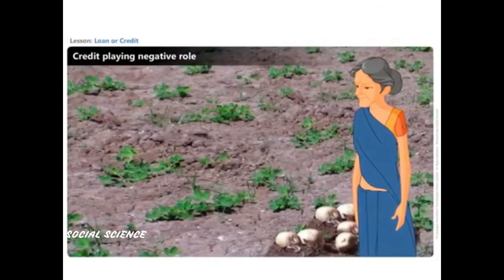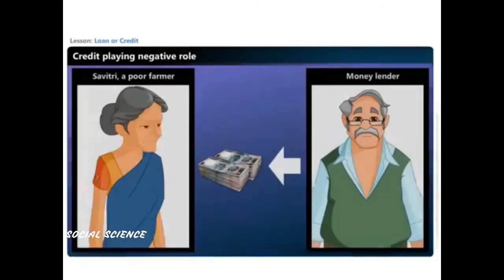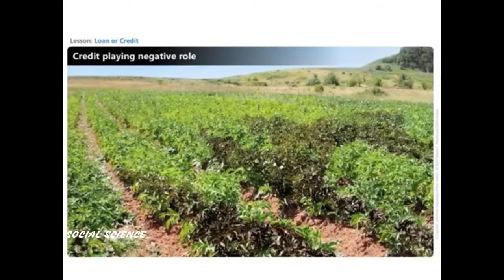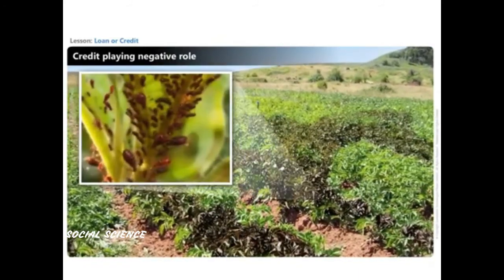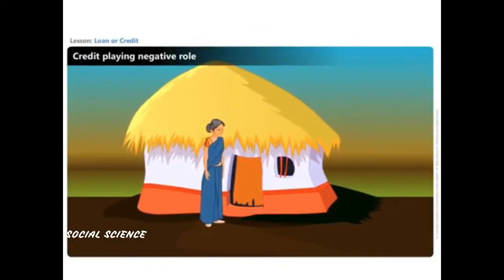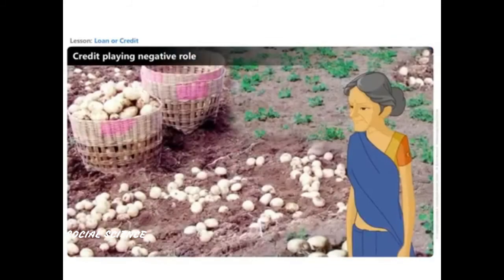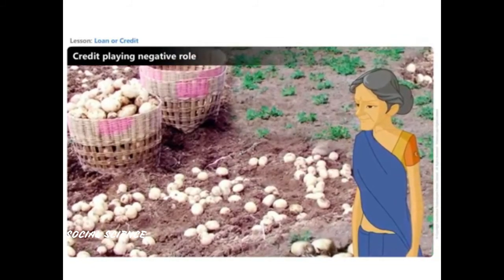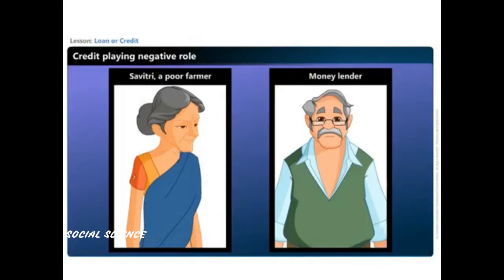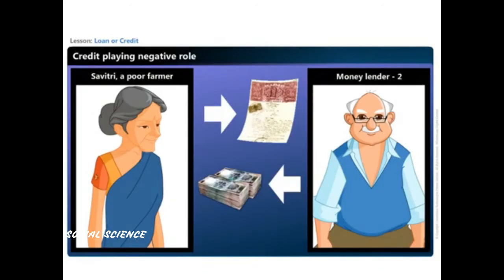Savitri, a poor farmer, grows potatoes in her 2 acres of land. She takes a loan from the money lender to meet the expenses of the cultivation at a rate of 25% interest per year. Midway through the season, the crop is hit by pests and the crop fails. Though she sprays her crop with expensive pesticide, it does not help her to get a good harvest. She is unable to repay the money lender. Debt increases by a large amount over the year. Next year again, Savitri takes a fresh loan. Though she gets a normal harvest this year, she is unable to cover the old loan. The money lender harasses her for payment. At last, she has to sell 1 acre of land to pay off the debt.